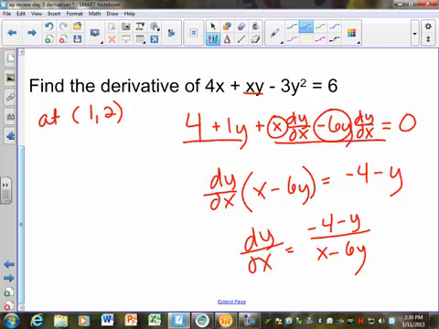So if I was going to do that on this one, I would get negative 4 minus y, which happens to be 2, over 1 minus 6 times 2, which is 12, and I'd get negative 6 over negative 11, or that would be a slope or a derivative of 6/11. So implicit, hopefully, kind of maybe remember that.